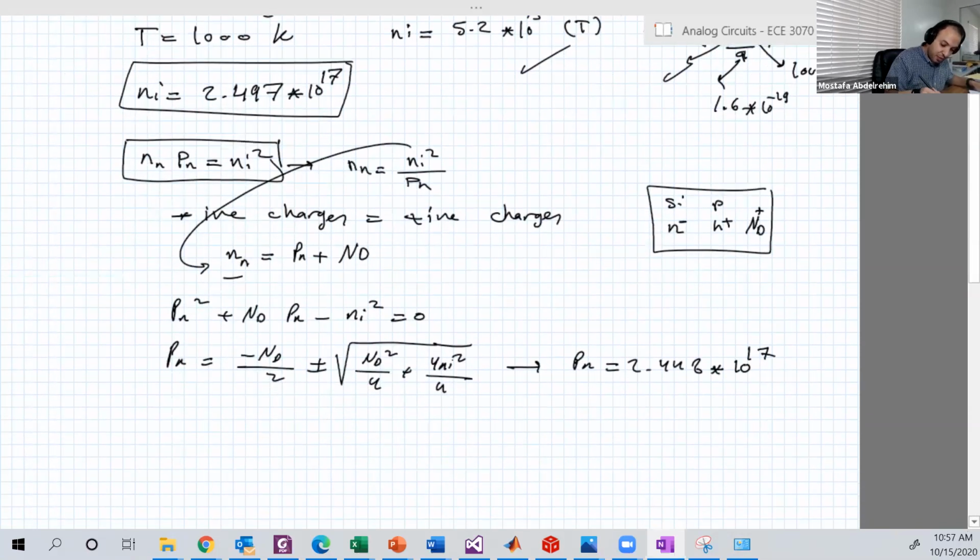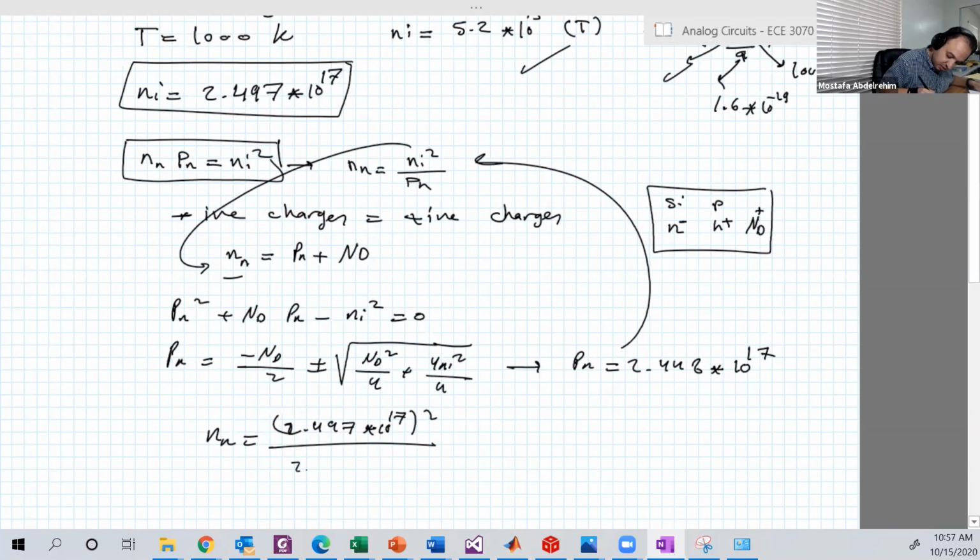And based on that, if you go back to this equation here, we can get Nn. Nn would be Ni squared, 2.497 10 to the power 17 squared, over 2.448 10 to the power 17. It will be something, I don't have the number here, but very close to that one, slightly larger than this one. So you will find that Nn is approximately equal to Pn.